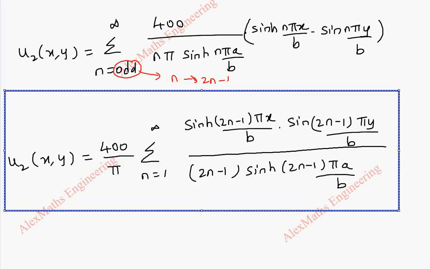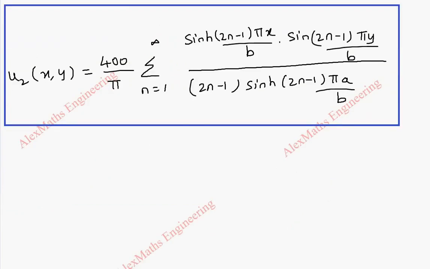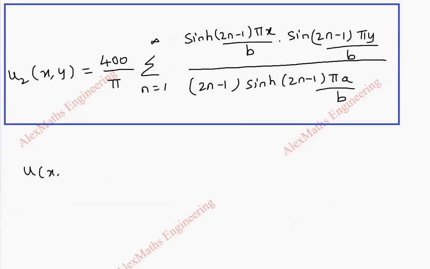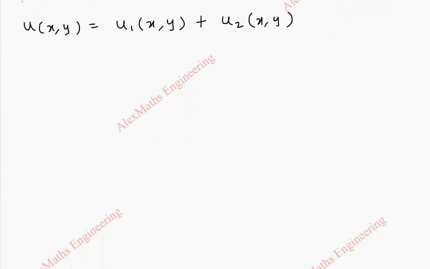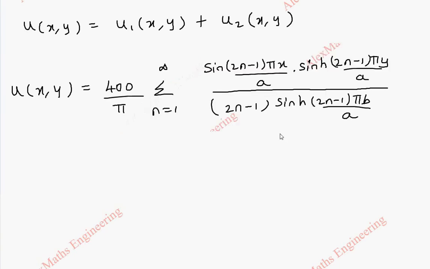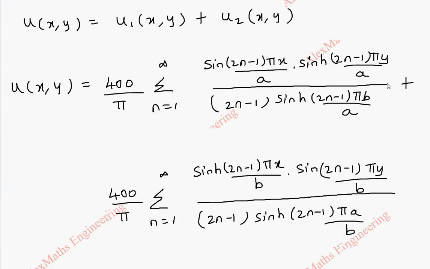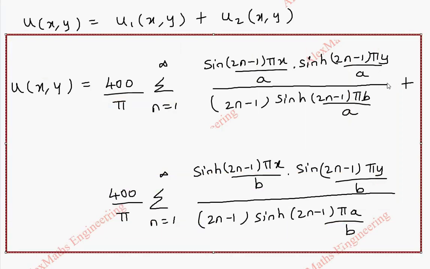Now the final solution, u of x comma y is made up of u1 of x comma y plus u2 of x comma y. So we have to combine both the answers and give it here. So that will be u of x comma y, first part is this, and the second part you have to write plus here. So this combined together gives the complete solution for the given problem.